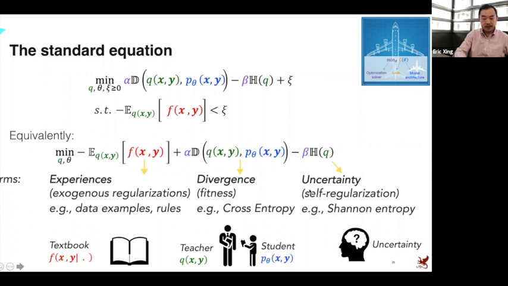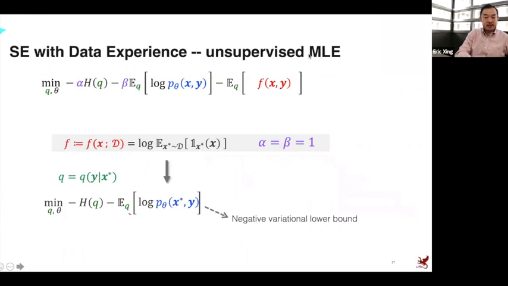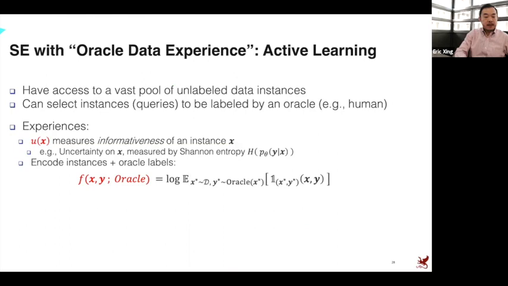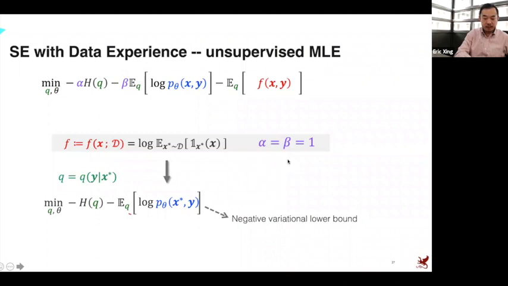We saw this already, right? In the unsupervised learning setting, you can set the feature function to be an indicator function, and then you are going to recover fully what is known as the maximum likelihood estimation in the fully unsupervised setting. But this is just maybe the most trivial form of data experiences, in which the data are either given or not given, and you are going to take it or not take it.